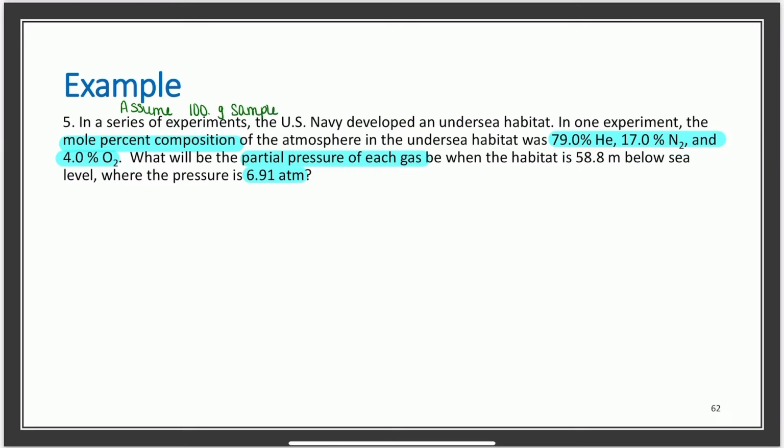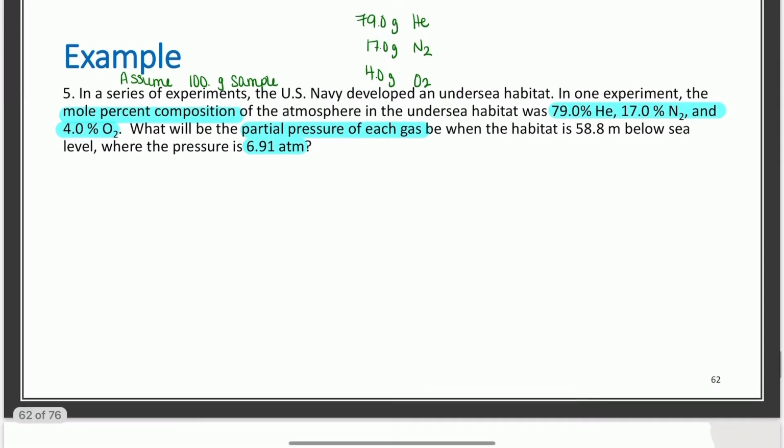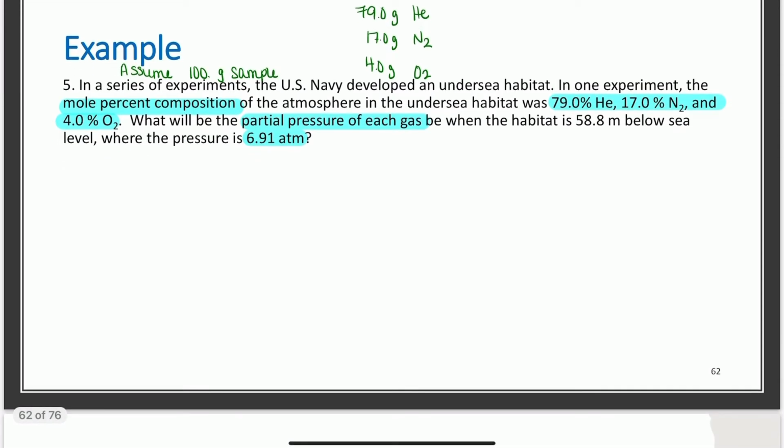If I assume a 100-gram sample, I would have 79.0 grams of helium, 17.0 grams of nitrogen, and 4.0 grams of O2. So I can set it up like an empirical formula question that way. Okay, so if we have a 100-gram sample, I have 79.0 grams of helium.